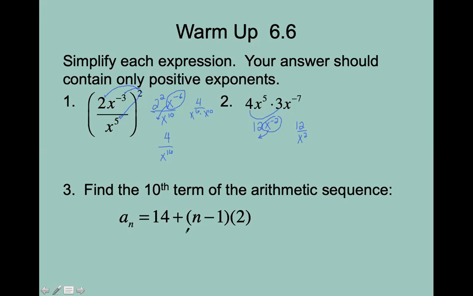On problem number 3, we're trying to find the 10th term. So everywhere I see an n, I'm going to replace that with 10. So I have 14 plus 10 minus 1 times 2. I'm going to keep simplifying, use my order of operations. I'm going to do the parentheses first. 10 minus 1 is 9. I have to do 9 times 2, right? I did my parentheses. Now I have to do the multiplication. So I have 14 plus 18, which would be 32.